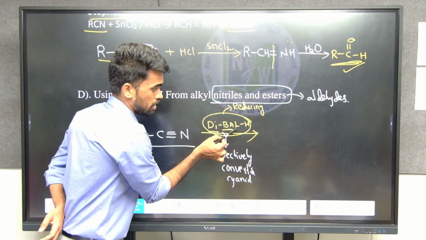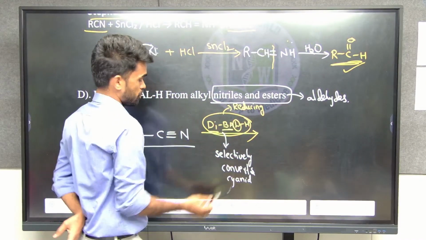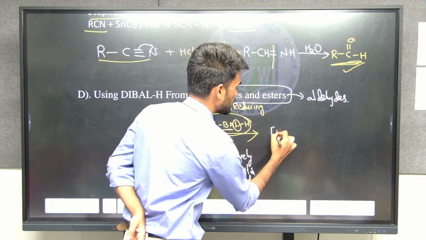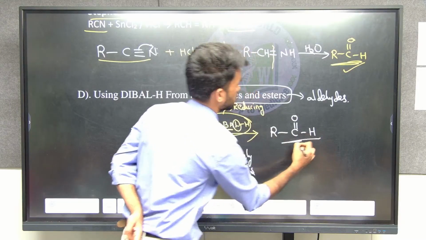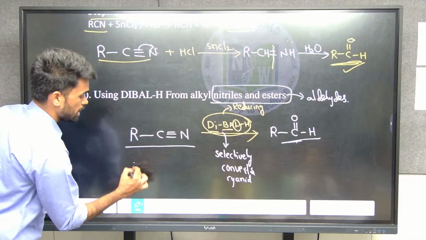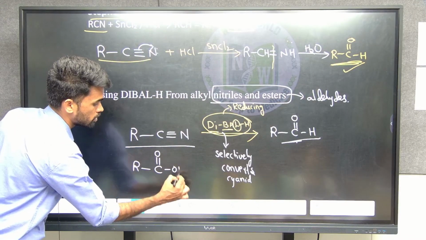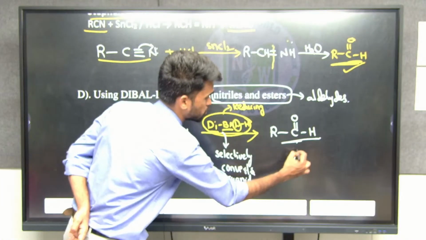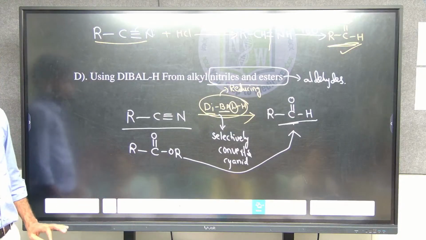Okay. So what does DIBAL-H mean? Diisobutylaluminium hydride. So it will give you an aldehydic product. So for an ester, what is the general formula? R, C double bond O, OR. So this is also with DIBAL-H. What is the product formed? Aldehydes. Okay, that's it.